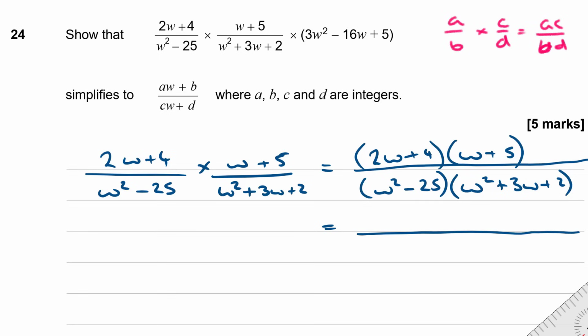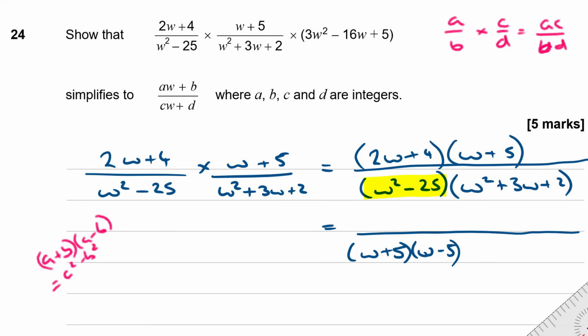Now the one on the left, w squared minus 25, is actually the difference of 2 squares. If you remember your identities, then a plus b times a minus b is equal to a squared minus b squared, which is what we've got going on here. So that part there becomes w plus 5, w minus 5.